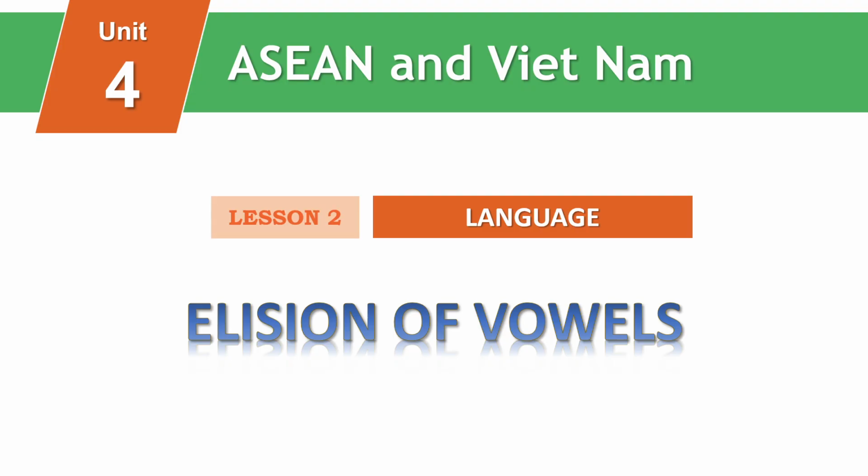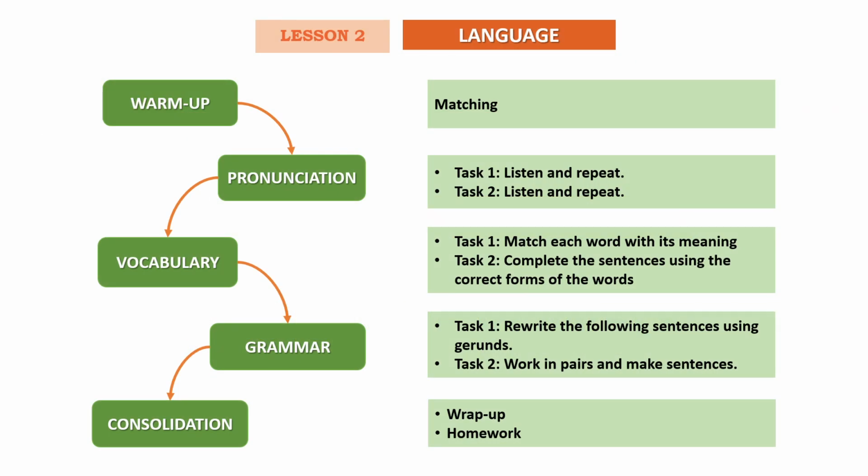In today's lesson, we'll be continuing with Unit 4, ASEAN and Vietnam, Lesson 2, Language. This lesson will cover pronunciation on elisions, and vocabulary related to this unit's topic. Then we'll learn grammar about gerunds. Finally, for the consolidation part, I will wrap up the knowledge that you have learned in this lesson, as well as give you some homework.